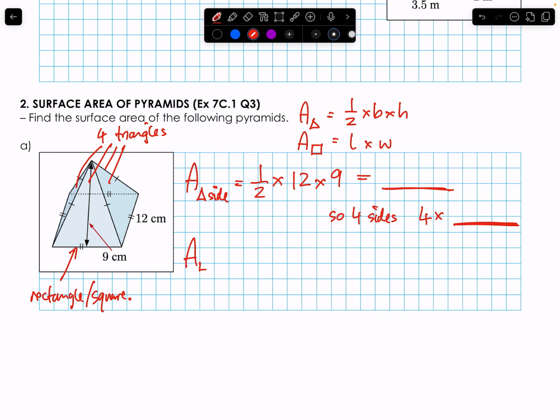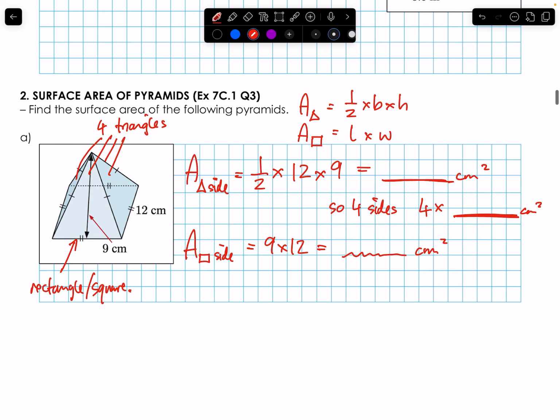Area of the rectangle side is going to be, it's 9 wide and 12 long. 9 times 12 equals, I better do a different line. I'll do a squiggly line. So 9 times 12 is going to be the squiggly line. It's going to be square centimeters. This is going to be square centimeters. This is going to be square centimeters.